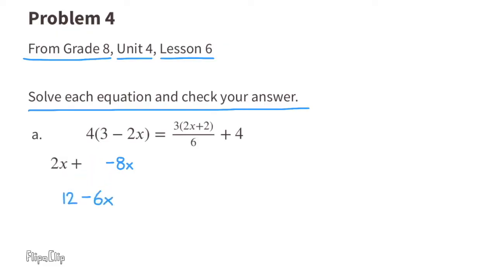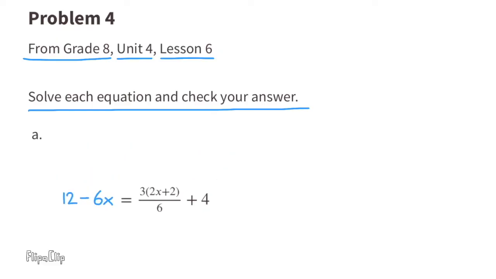Now you have 12 minus 6x on the left side of the equal sign, and on the right side of the equal sign, use the distributive property to multiply 3 times 2x, that's 6x, and 3 times a positive 2, that's a positive 6. And that's over 6, so we have to divide both those terms by 6. 6x divided by 6 is 1x, or x, and 6 divided by 6 is 1. Combine like terms, and 1 plus 4 is 5.